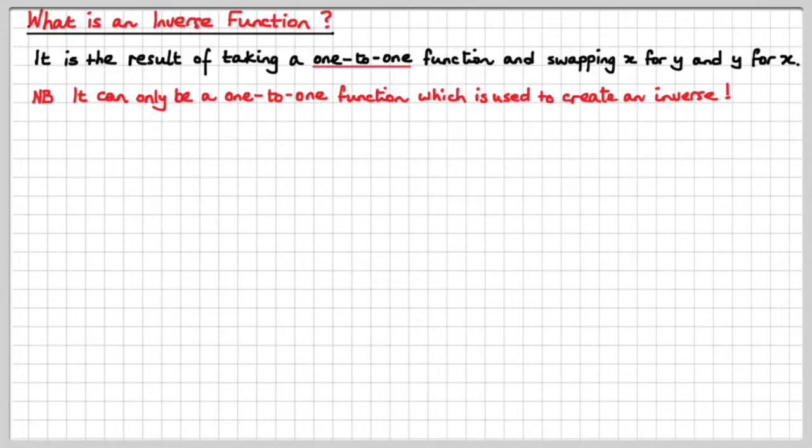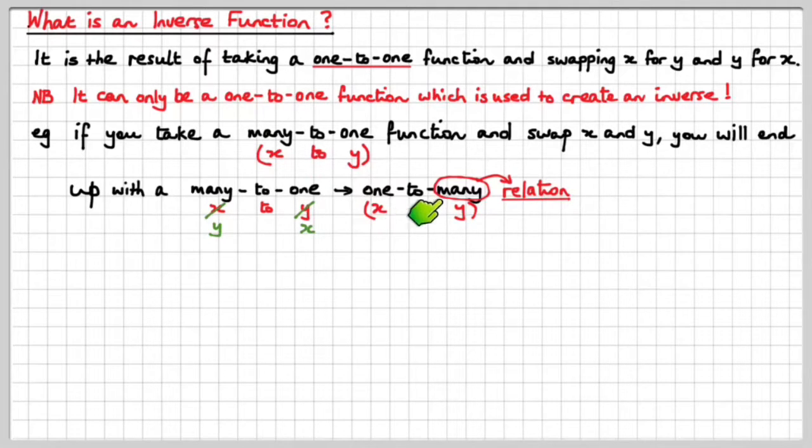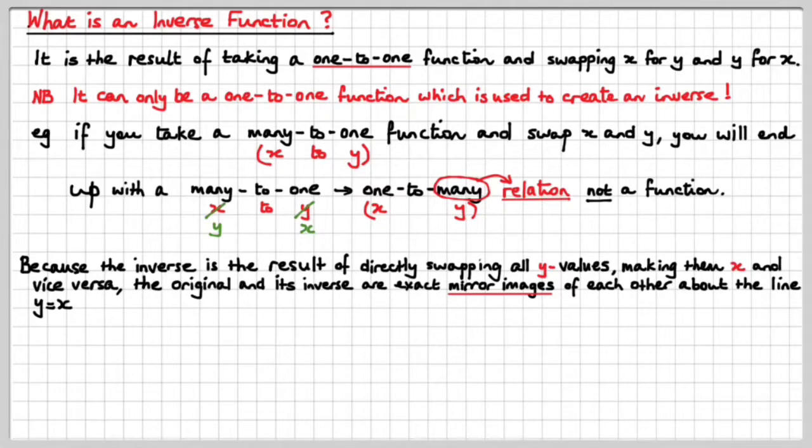Note well, it can only be a one-to-one function which is used to create an inverse. Okay, so if you take a many-to-one function, remember functions consist of one-to-ones or many-to-ones, but if you take a many-to-one function and swap x and y, you'll end up with a one-to-many, and that's not a function, that's a relation, guys. Okay, so you can't do that. It has to be a one-to-one function that you start with to make an inverse.